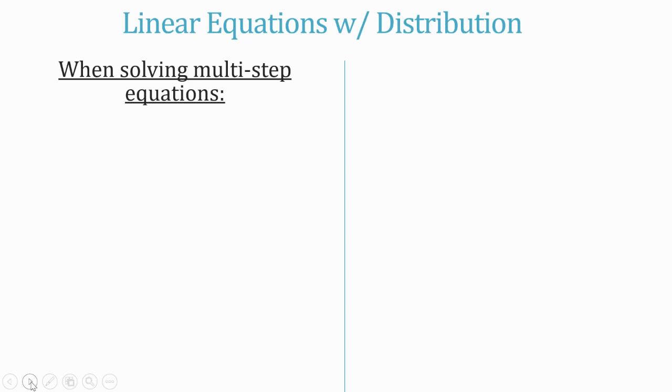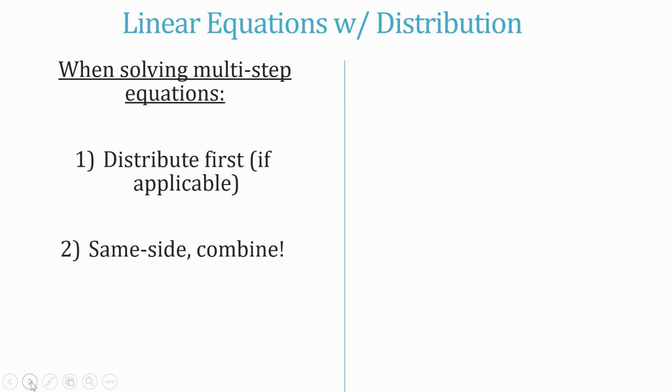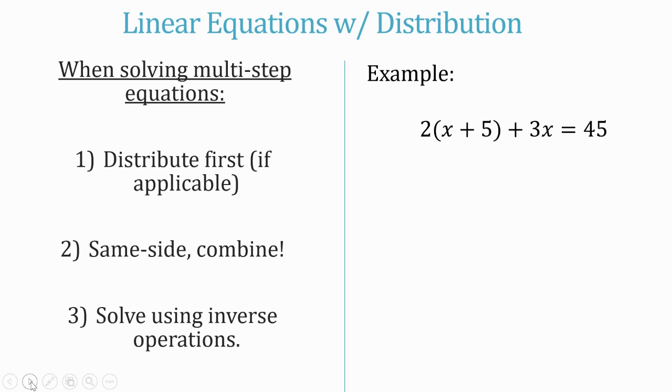Solving equations with distribution. So when solving multi-step equations, the first thing that we're going to do is check for distribution. We're not always going to have to distribute, but when it applies, we're going to distribute first. Then if we see like terms on the same side of the equal sign, we're going to combine those. So same side, combine, and then we solve using inverse operations. So let's take a look.